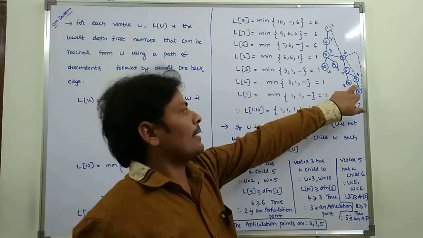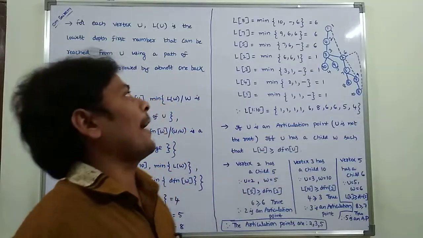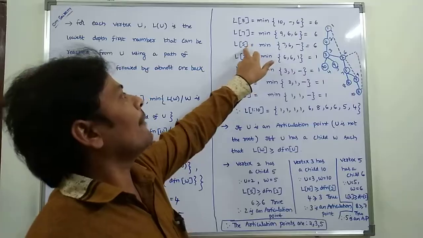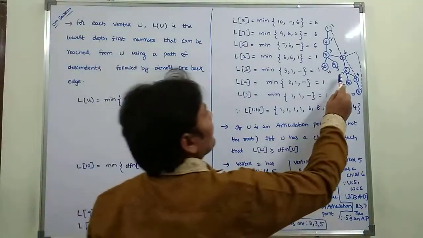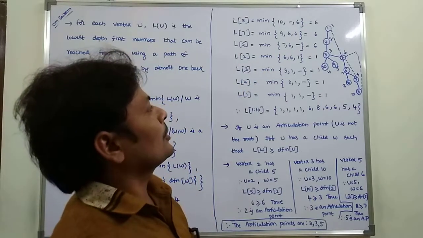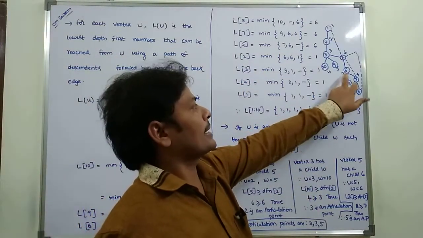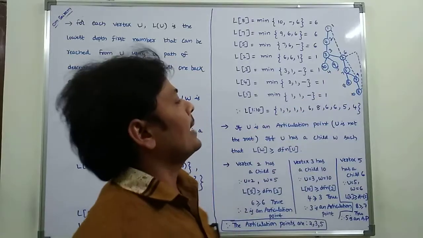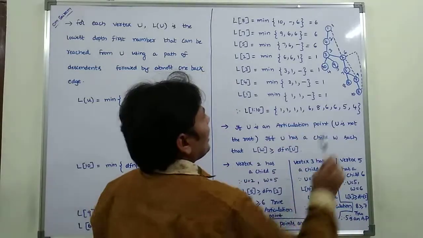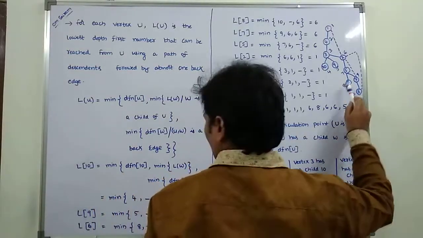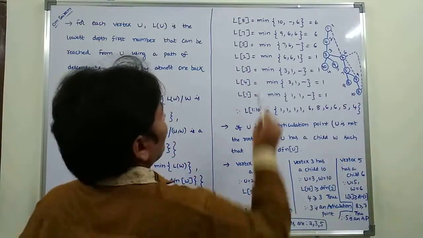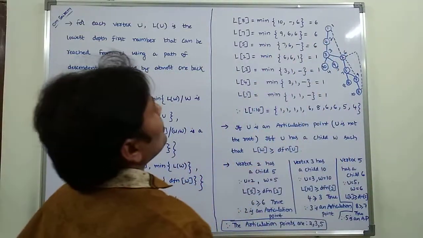Next, after 7, we visit the vertex 5. L of 5 is equal to the minimum of dfn of 5. Dfn of 5 is 7. Next, what are the descendants? They are 6 and 7. Among them, which is the lowest? L of 6, what is the value? 8. L of 7, what is the value? 6. Among them, which is minimum?